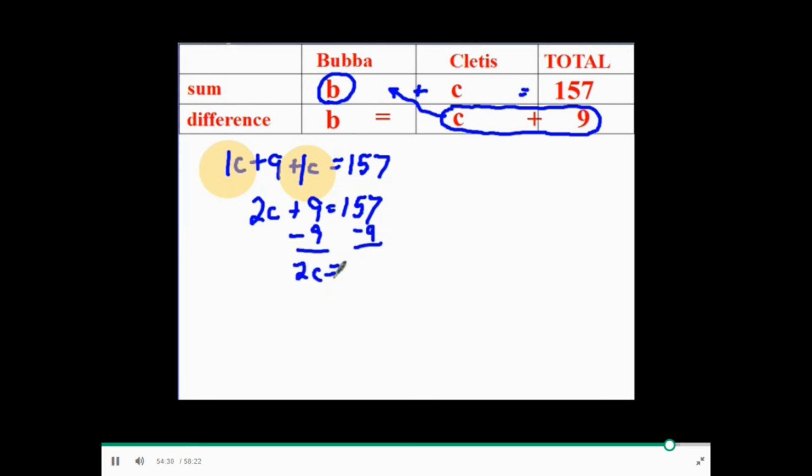I know, again, I did this very quickly, but you guys are equation solving machines, so I know you're okay with that. All right, C stands for the age of Cletus. So 74 years old is Cletus's age. Now we're going to plug that back into what we circled here originally, B equals C plus 9. And instead of C, I'm going to put 74. That means our friend Bubba is 83 years old.